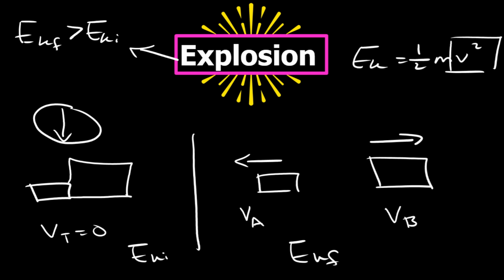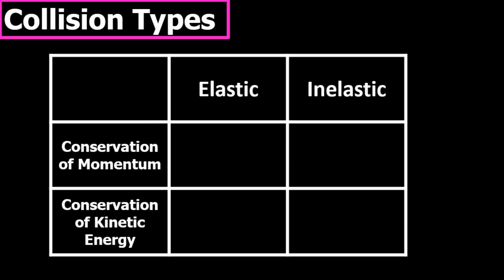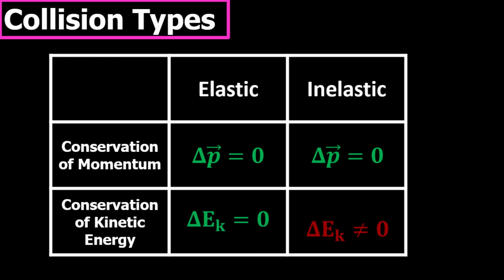So let's summarize. For both elastic and inelastic collisions, they both conserve momentum before and after the collision. However, whilst elastic collisions conserve kinetic energy, inelastic collisions do not. So your final kinetic energy will not be the same as your initial. I hope that summarizes it for you.